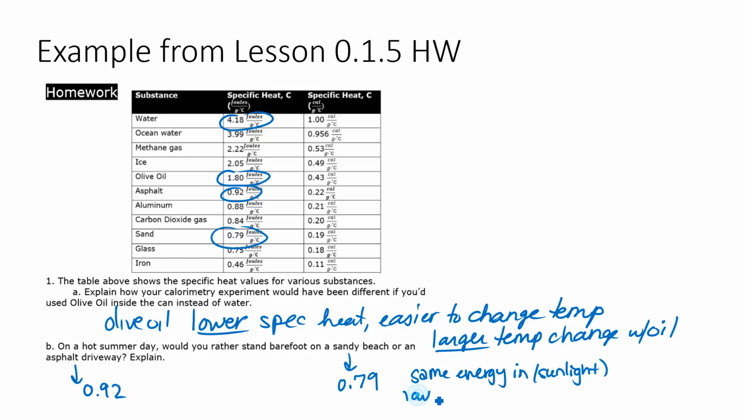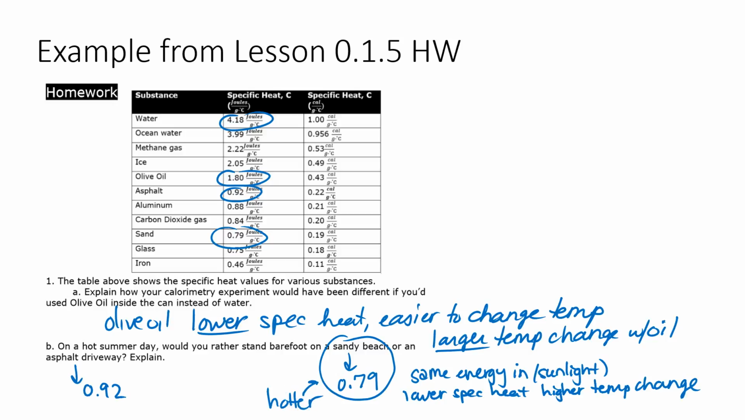The one with the lower specific heat will have a higher temperature change. Right, because that one's going to be easier to change its temperature. So it looks like the one with the lower specific heat is actually the sand. So the sand is going to get hotter.